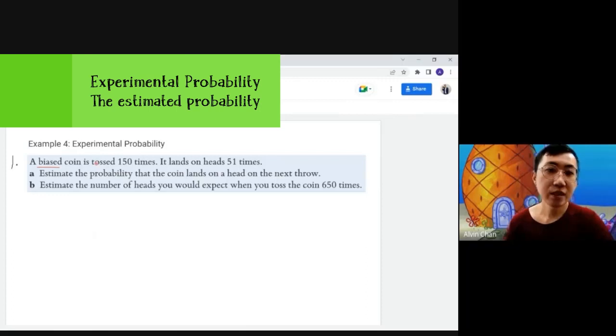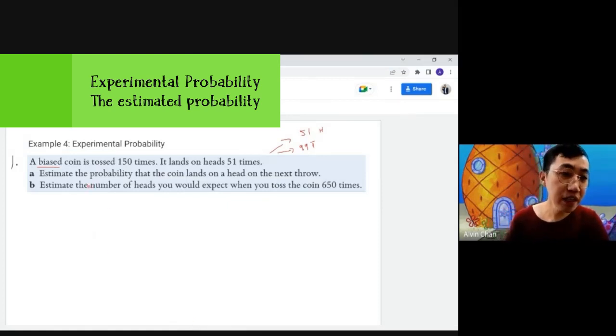Biased means unfair. A person tosses a coin 150 times. I don't know why, it lands on head 51 times. So obviously something is not right. If it hit head 51 times, tail how many times? It landed on tail 99 times. So you can see a huge difference, right? It's super unfair. I don't know why it's landing on tail most of the time.